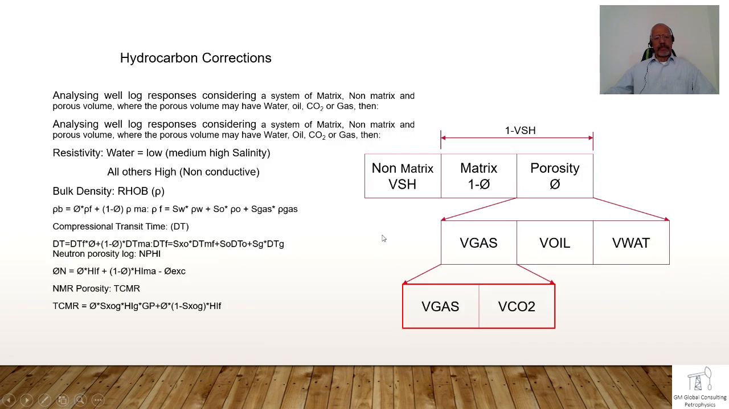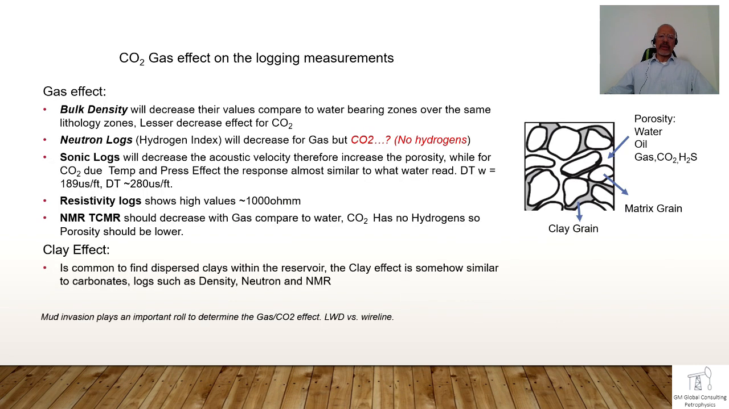Let's review the models. Here we have the V shale, and then we have the matrix and porosity. Within the porosity, we have the fluids: gas, eventually oil or water. Within the fraction of gas, we now have a new component, which is the CO2. And that should be somehow reflected in these parameters to be able to calculate the porosity more accurately. Now, where is the CO2?